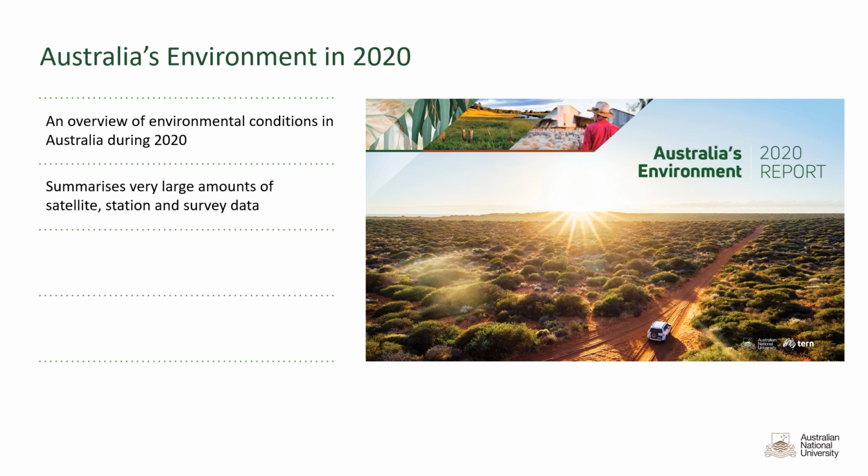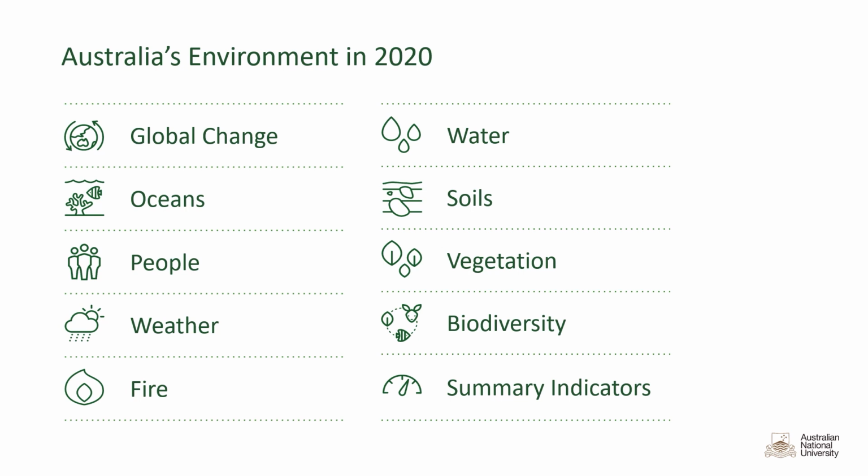A national summary report and report cards for all regions are available at www.ausan.online. In this video, we'll cover the following topics. We'll talk about global change, oceans, people, weather, fire, water, soils, vegetation, biodiversity, and finally, we look at a number of summary indicators for different states and territories.